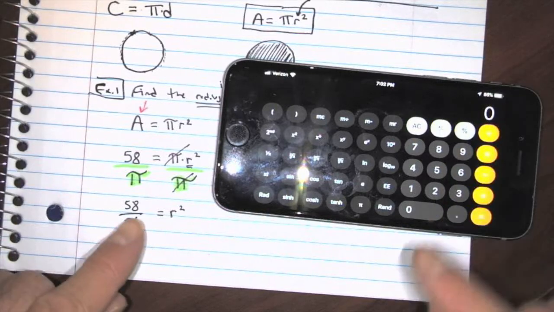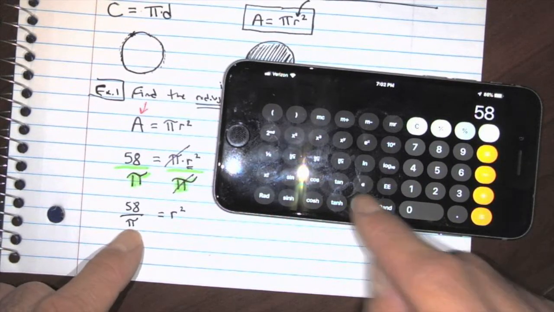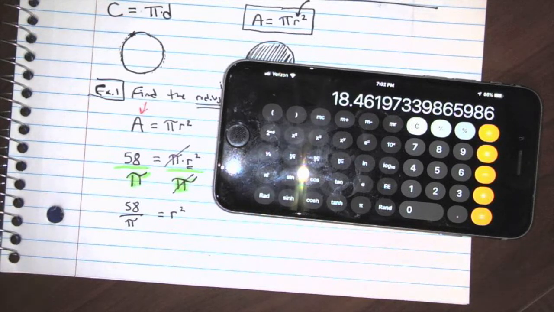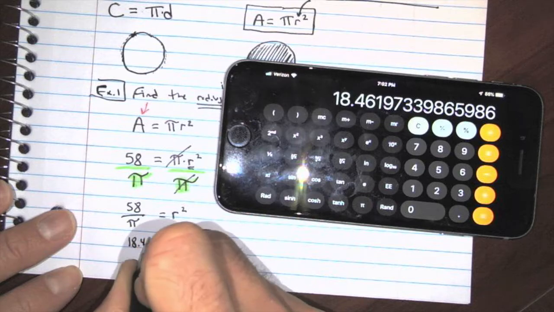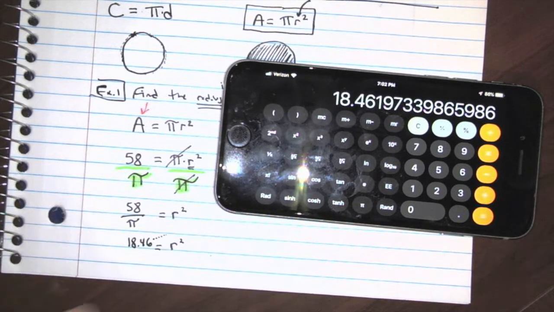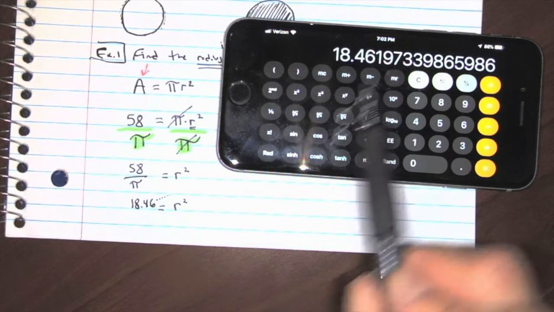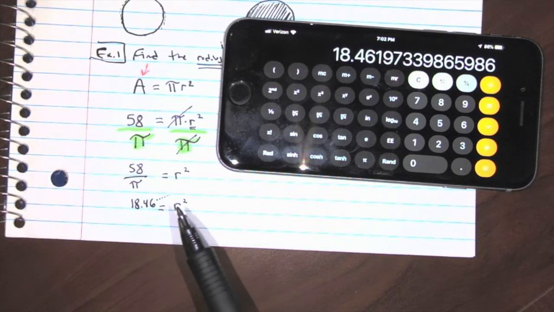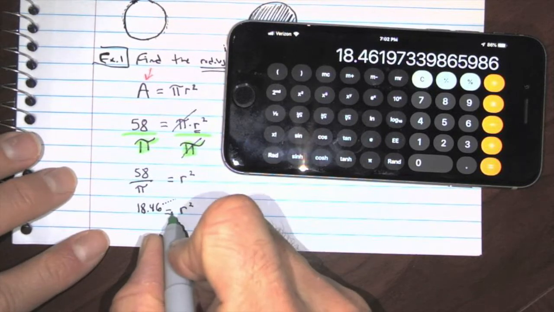Okay, let's see. I want to do 58 divided by, where's my pi button? Pi equals. All right, so I'm getting r squared equals 18.46 dot dot dot. I'm not going to write down every number, and I am going to keep this in my calculator, because the very next thing I've got to do to find the radius, can you guess it? Yep, square root. Square root both sides.